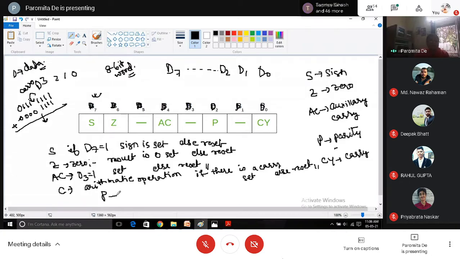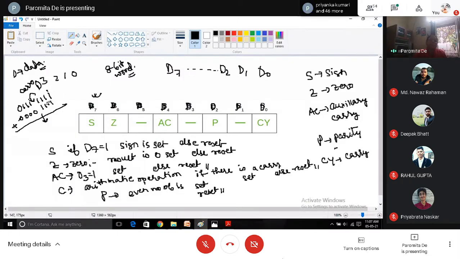Then there is a parity bit, P. Parity is what? If there is an even number of ones, then it is set, else reset. If there is an odd number of ones, it is reset. That means in your 8-bit word, say 1, 2, 3, 4, 5, 6, 7 ones, in this case it will be reset.